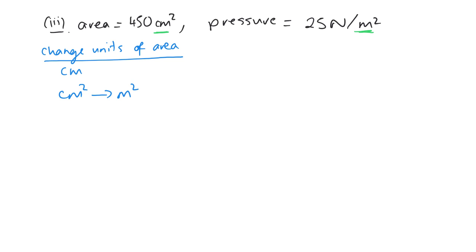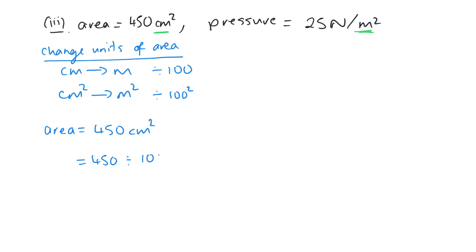So think, how do we get from centimeters to meters? So if you have 100 centimeters, you have 1 meter. So we're dividing by 100. So to get from centimeters squared to meters squared, we divide by 100 squared. So our area was 450 centimeters squared. So we're going to divide that by 100 squared, and we get 0.045 meters squared.